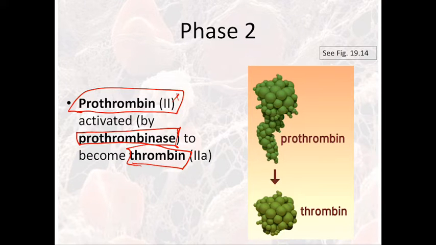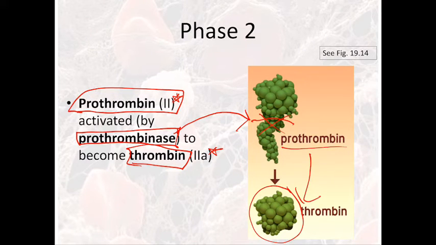Okay, so prothrombin is factor 2. In its activated form, 2A, it's also known as thrombin. It cleaves off really this bottom part of the protein. That's what prothrombinase does, right? Prothrombinase is an enzyme that turns this prothrombin into thrombin. It's much smaller here. It's been cleaved, and now it's an activated enzyme. So that's phase 2, formation of thrombin.